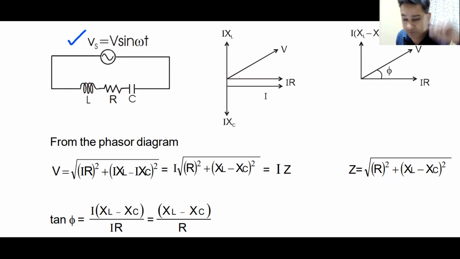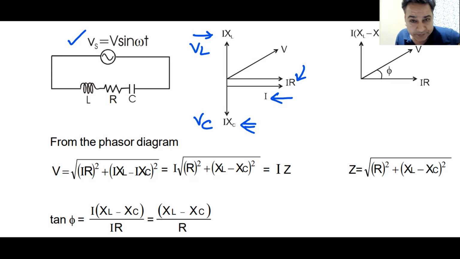I hope you are following me. So this is my current. This is the voltage across the resistor. It is in the same phase. This is the voltage VL across the inductor, 90 degrees ahead. This is the voltage across the capacitor, 90 degrees behind.